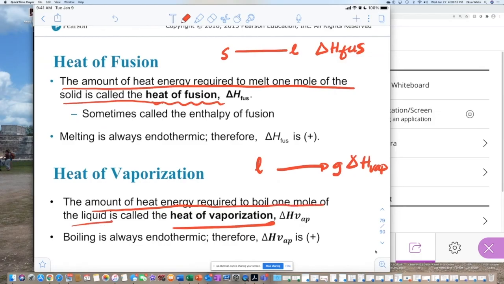Okay? And since you have to add heat to have melting, this is melting, right? This right here is boiling. Since you have to add heat to have melting or boiling, the symbol for this is positive. That just means you have to add heat. Okay?